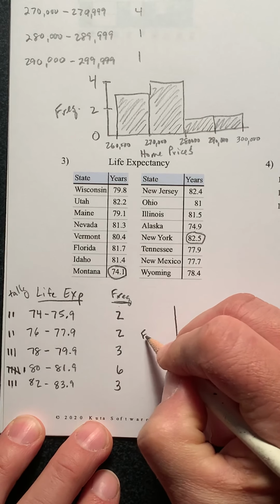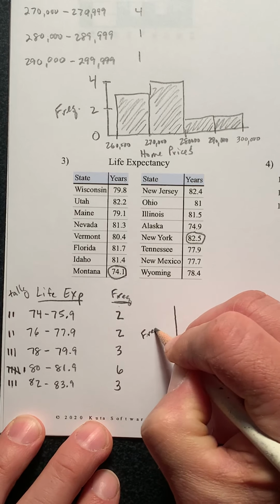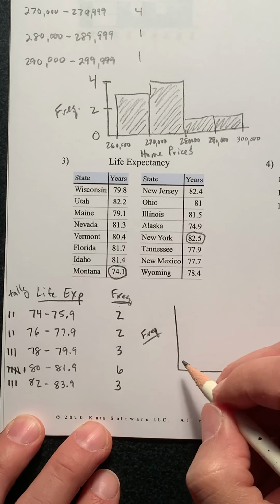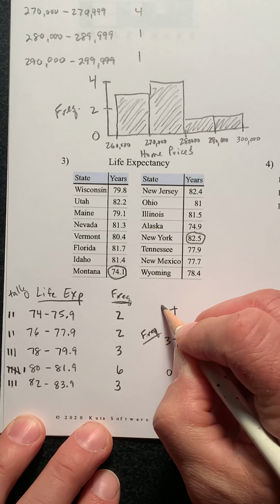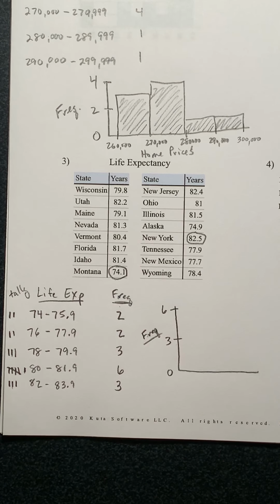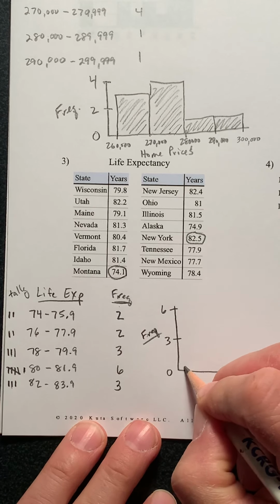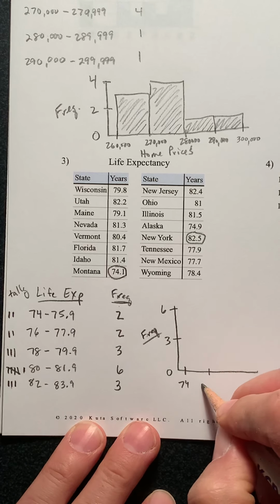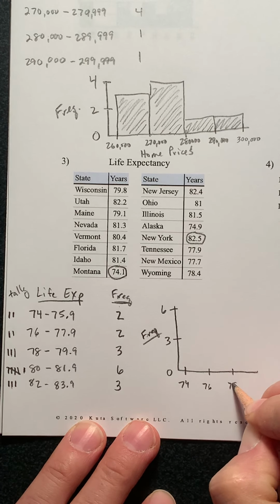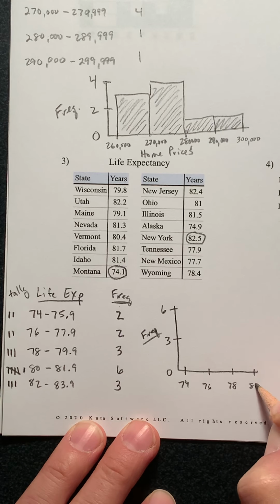And we're now ready to make our frequency axis. We need to get as high as 6, and so I'm going to do just 2 notches. You can do as many notches as you want. You could do 0, 1, 2, 3, 4, 5, 6 if you wanted to. You don't need to. Our leftmost value is 74. Our next leftmost value is 76. So each of the notches is going to look like a number line here, and that's exactly what we want.